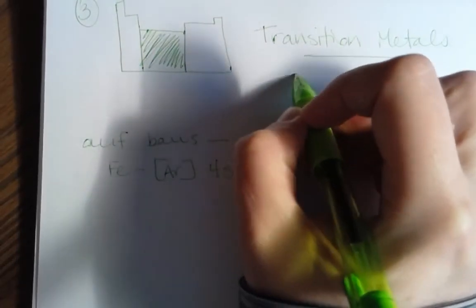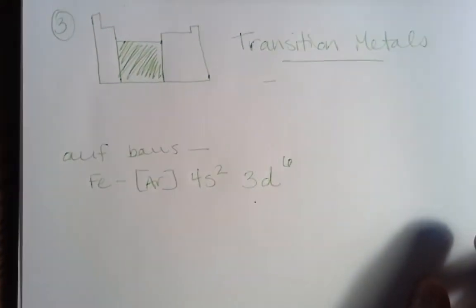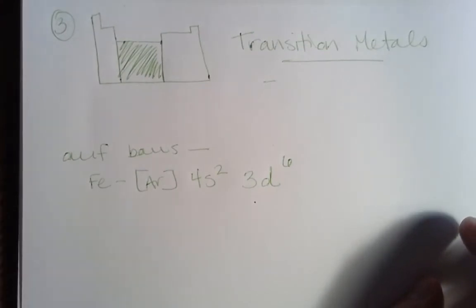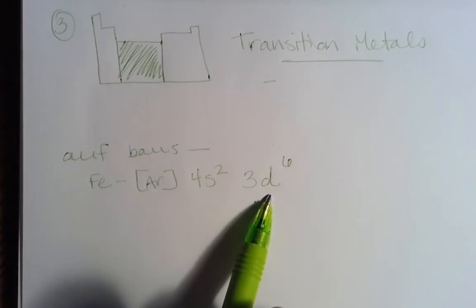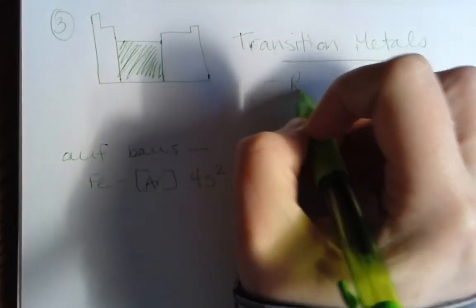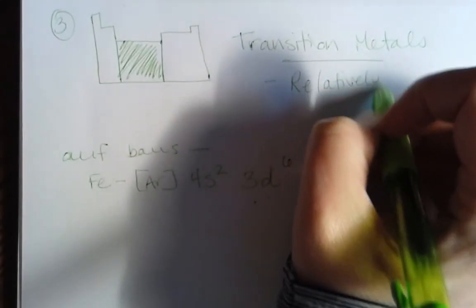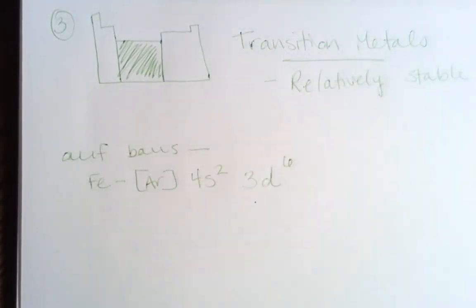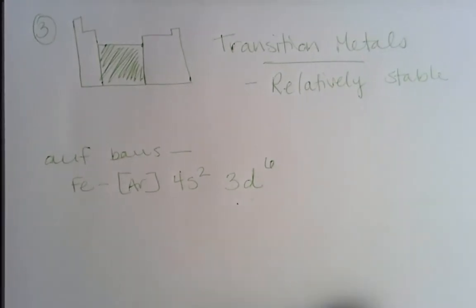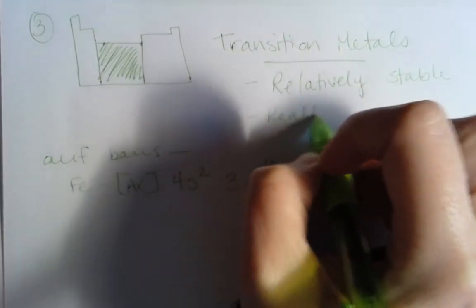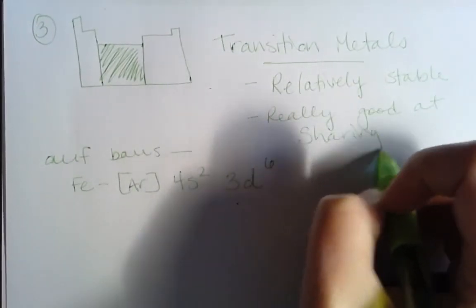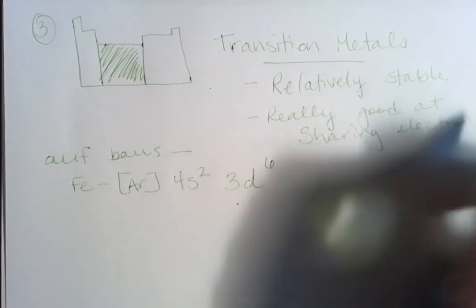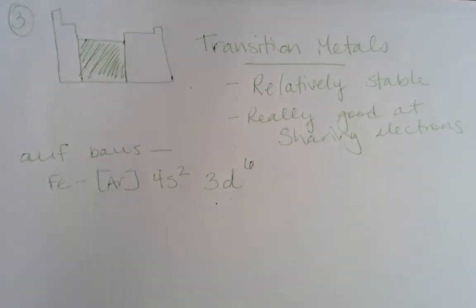So transition metals are relatively stable, kind of because they can swoosh electrons between, they've got more suborbitals to dump their electrons into because the d has 5 suborbitals. So your transition metals are relatively stable. They are really good at sharing electrons. So, okay, really good at sharing electrons. What does that mean?